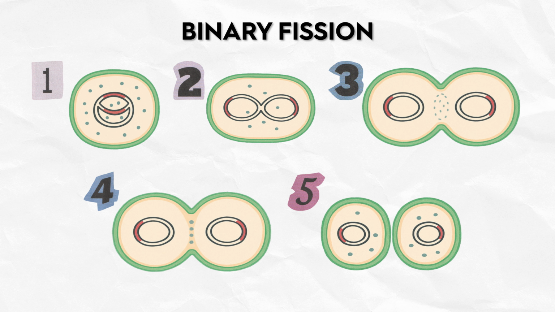So far, we've followed the 5 steps of binary fission, from DNA replication to final separation, a fast, efficient process that can double bacterial numbers in minutes.